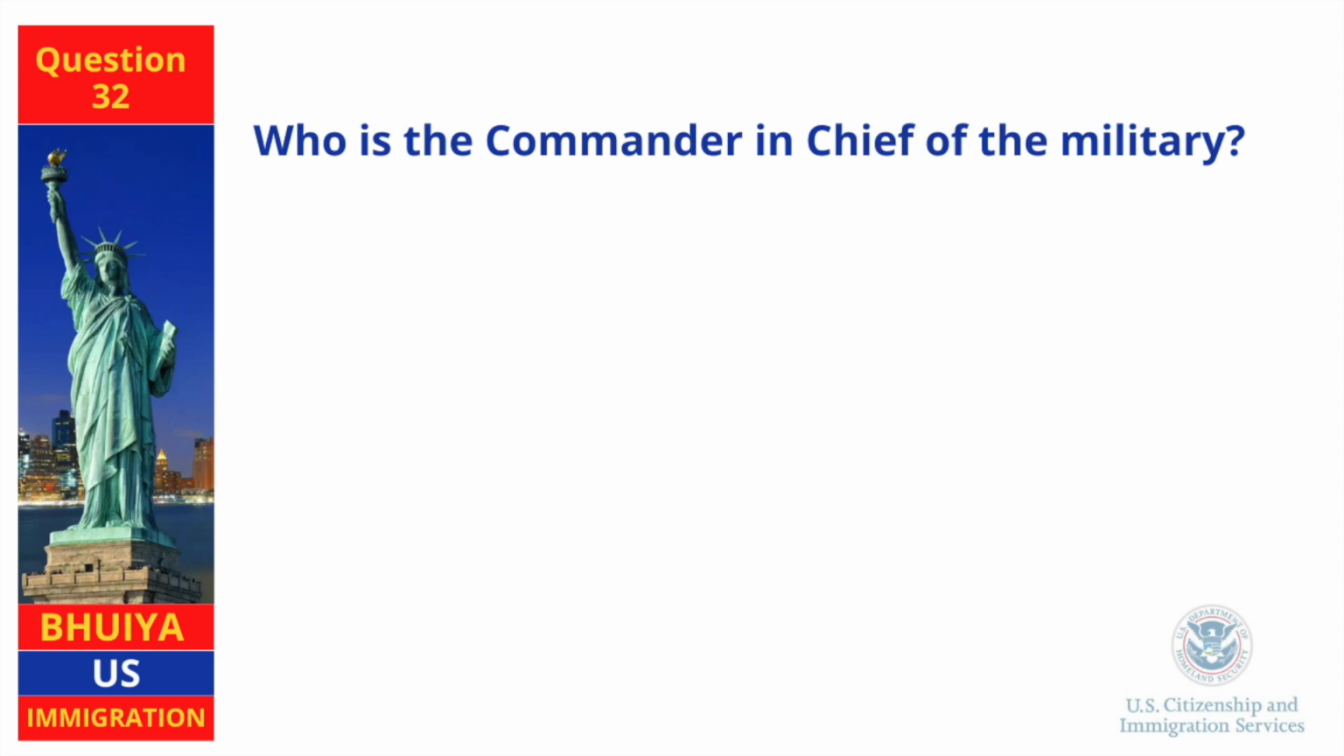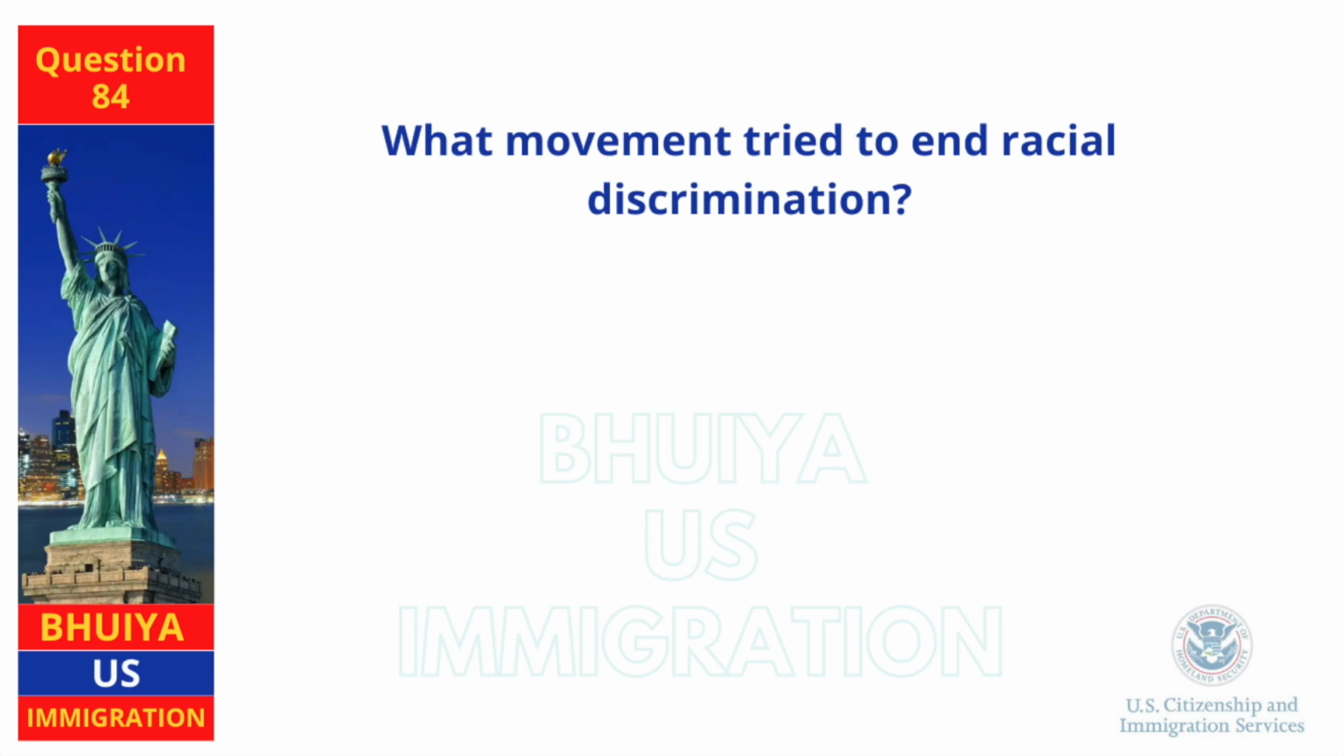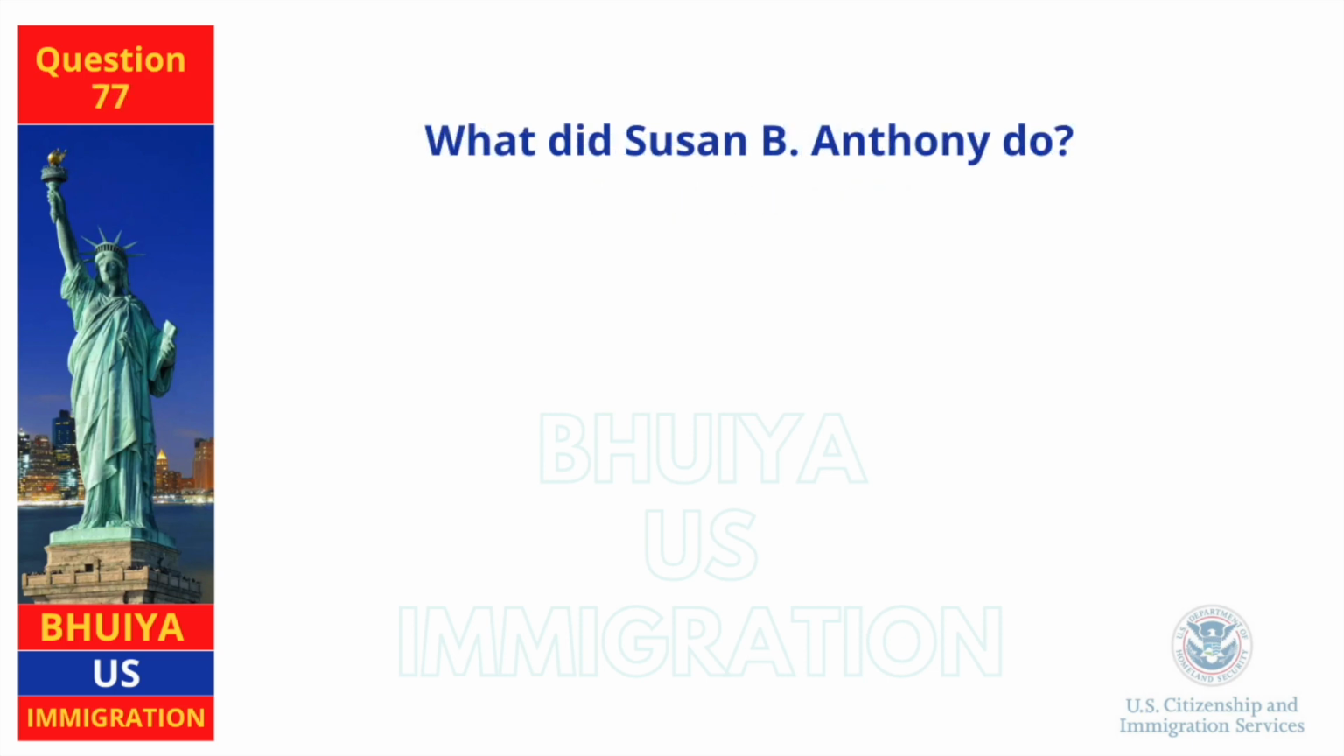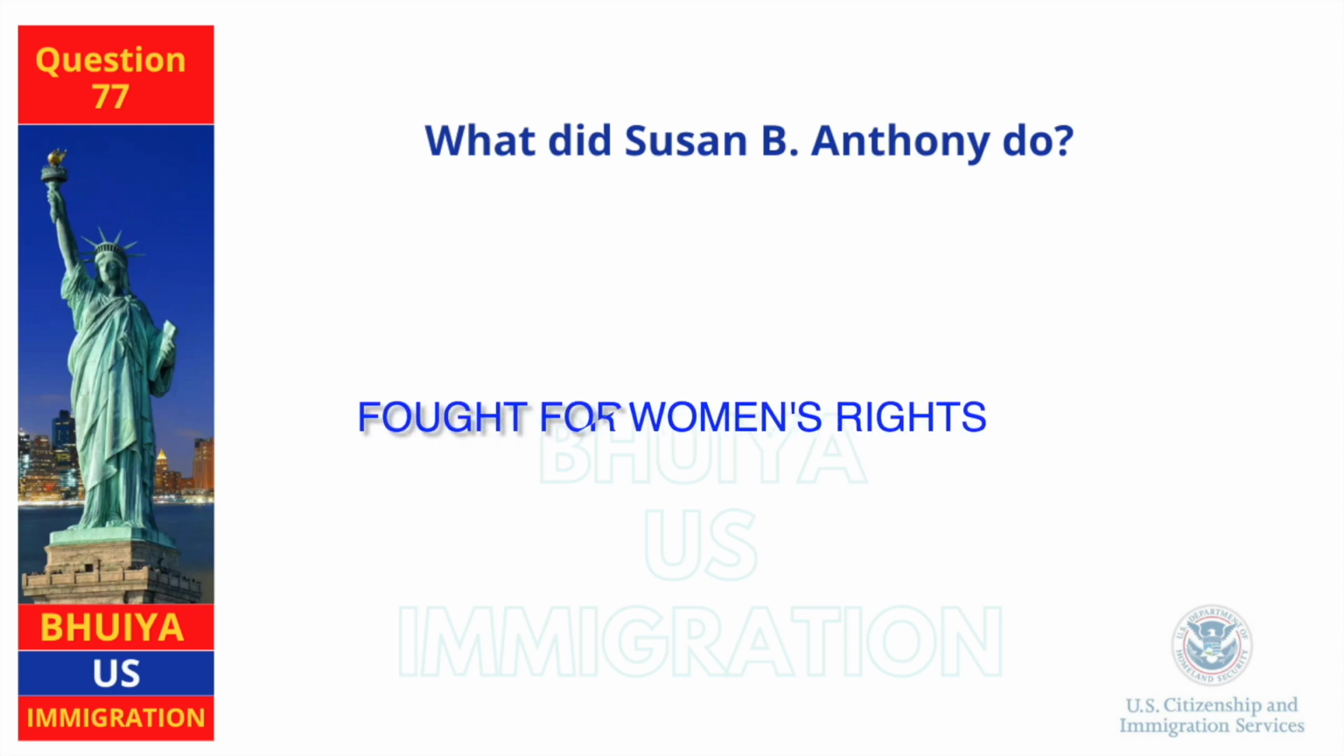Who is the commander-in-chief of the military? The president. What movement tried to end racial discrimination? Civil rights movement. What did Susan B. Anthony do? Fought for women's rights.